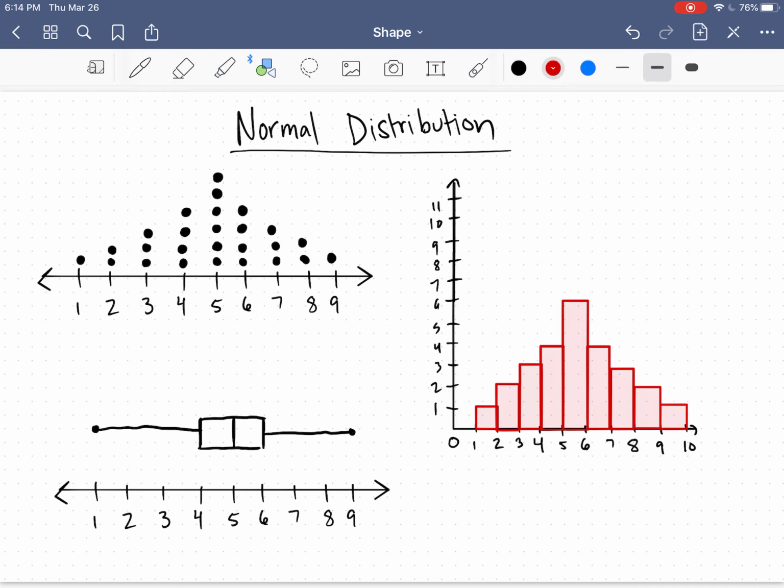So when we talk about shape, we want to know literally what does the data look like? Like what shape does it form? So I'm going to start with a normal distribution.